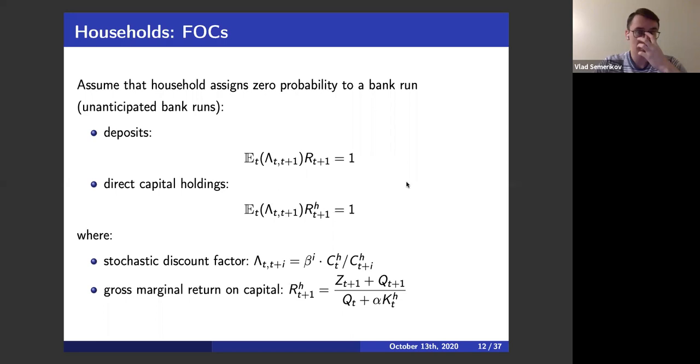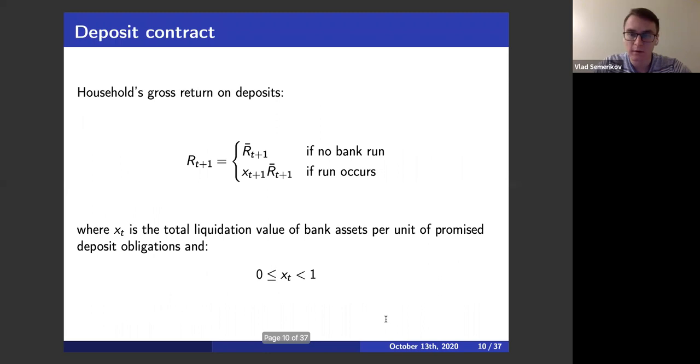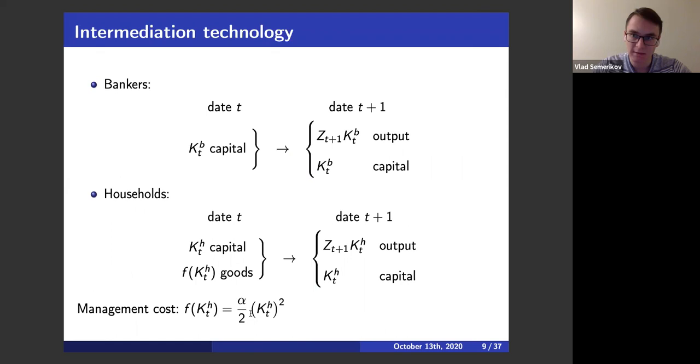What is the alpha? Alpha is the parameter of the managerial cost function. Here it basically governs the convexity of the cost function. So we will assume this functional form throughout the paper.